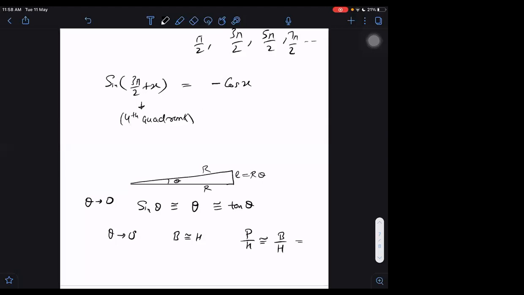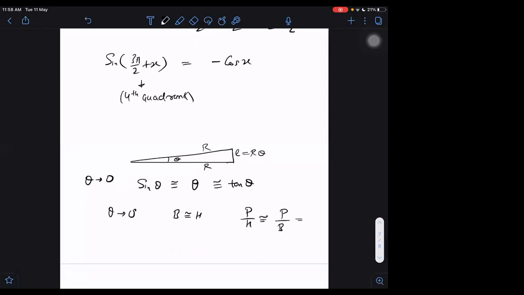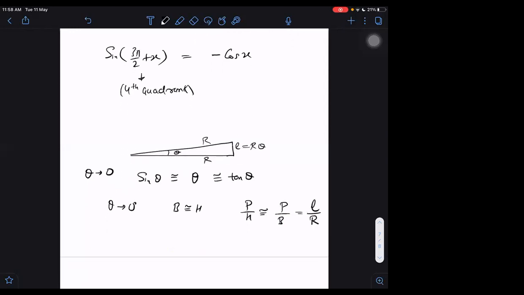I can replace, no, it is not, I have not written right. Perpendicular upon base. Because base and hypotenuse are nearly equal, I should write P by H as nearly P by B. It is also approximately equal to L divided by R, radius.